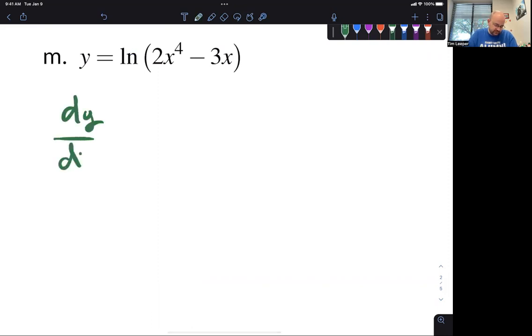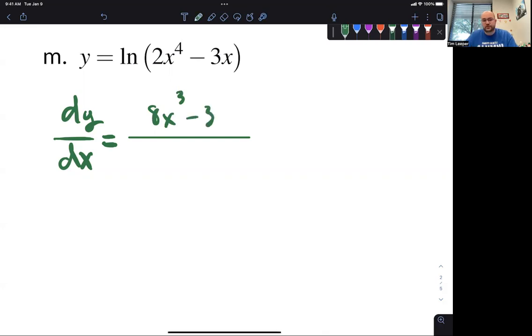So we have dy dx here is equal to the derivative of any logarithm is a quotient. In the numerator, it's the derivative of the argument. So that's 8x cubed. And then negative 3x becomes minus 3. So it's 8x cubed minus 3 in the numerator. In the denominator, you just rewrite whatever that is. In this case, it is 2x to the fourth minus 3x. And because this is a natural log, I don't need a natural log in my answer here.